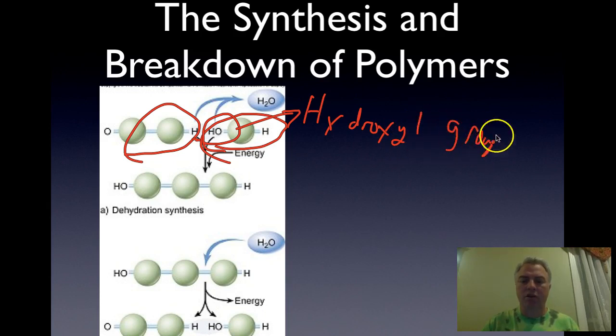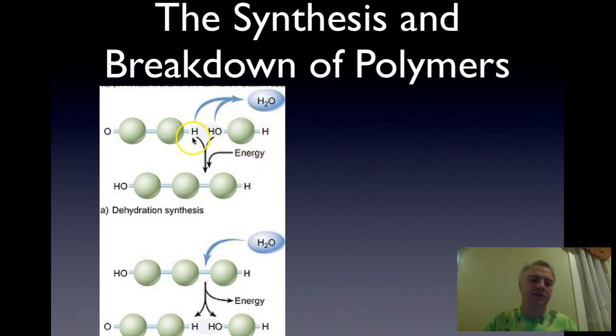Alright, and so these will all have this OH. One side will have an OH on it, and the other side will have a hydrogen, just like in this picture here. What happens here is a hydrogen from one molecule is going to be taken, and the OH from another molecule is going to be taken, forming water, H2O.